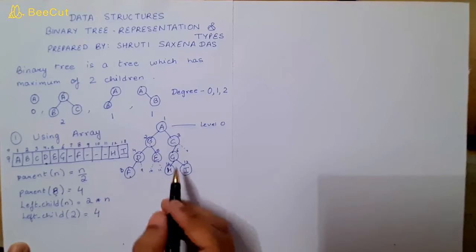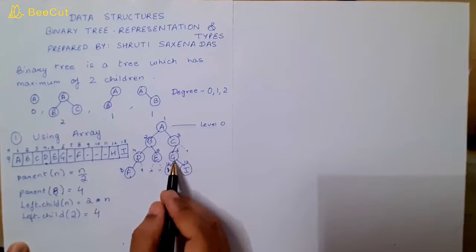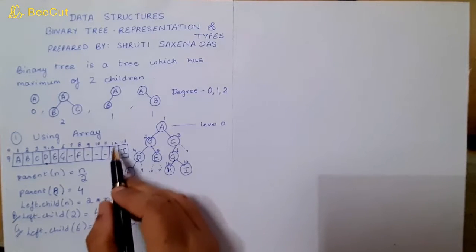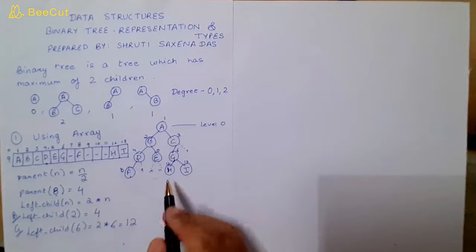Now similarly, if you want to find out who is the left child of G, for G the number is 6. So this was for B. For G, what is the value of n this time? For G, the index number is 6. So 2 into n, n value is 6. It is 12. So who is present at 12? H. So H is the left child.